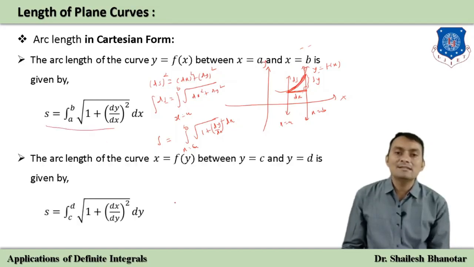But when we consider the curve x is equal to f of y between y is equal to c and y is equal to d, our arc length is defined by s is equal to the integration from c to d of the square root of 1 plus (dx by dy) whole square into dy. You need to consider x in terms of y, so y is replaced by x and the limits will be for y.